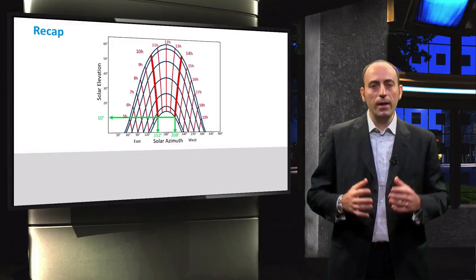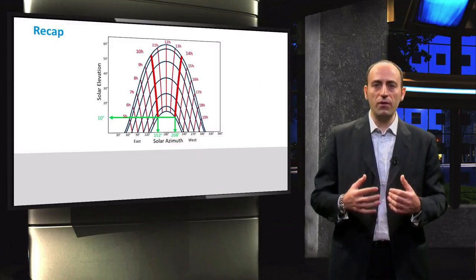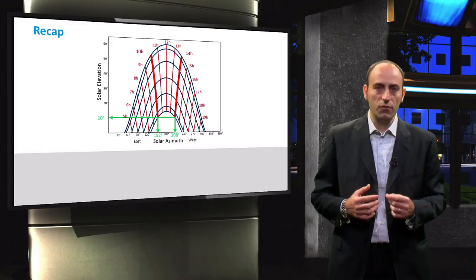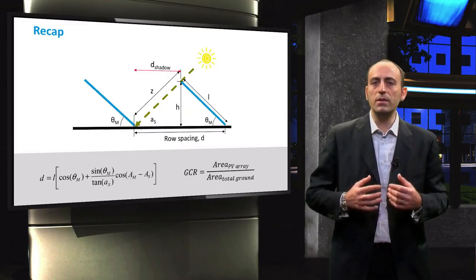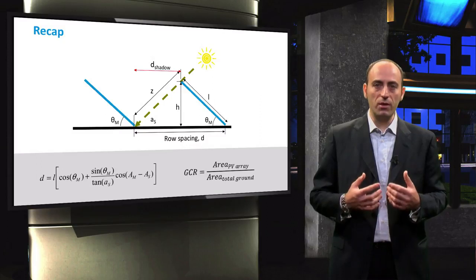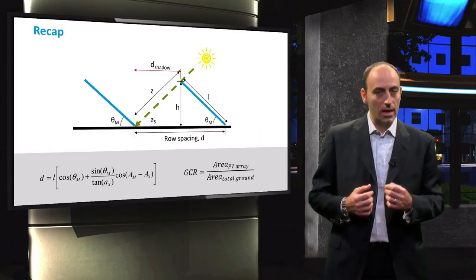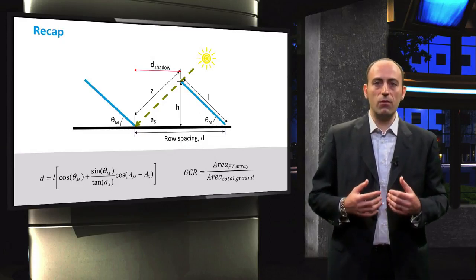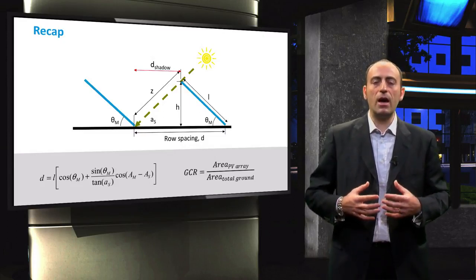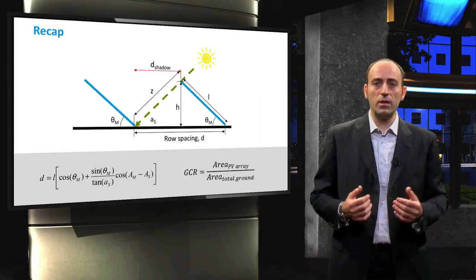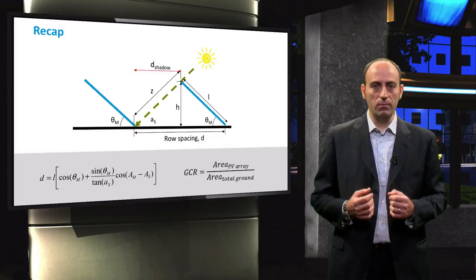In summary, in this video you learned how to graphically locate the solar azimuth and elevation for a specific shade-free time window. Then, with this data, we derived the trigonometric formula to obtain the inter-row spacing D shadow. And lastly, we defined the ground cover ratio parameter to evaluate our PV system design. In the next lecture, we will deal with the different grounding options and with the related mounting issues.